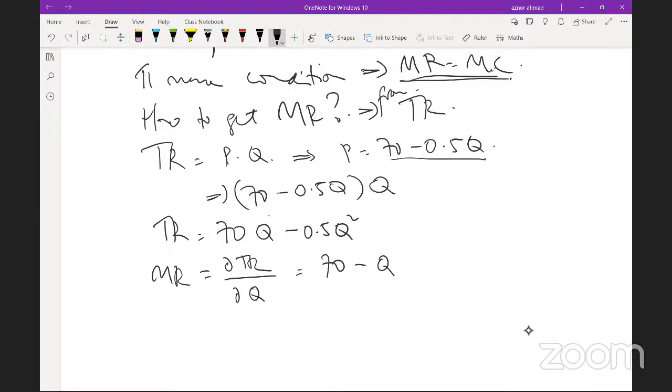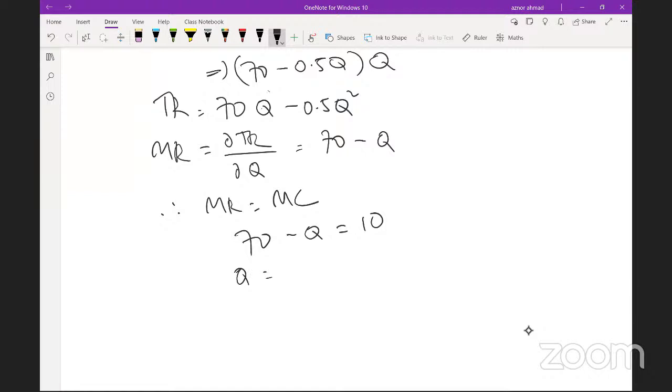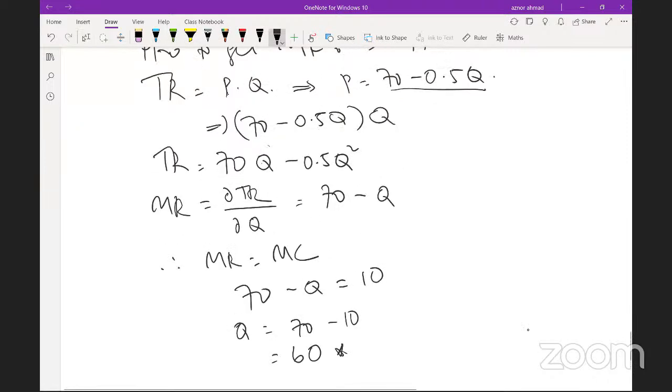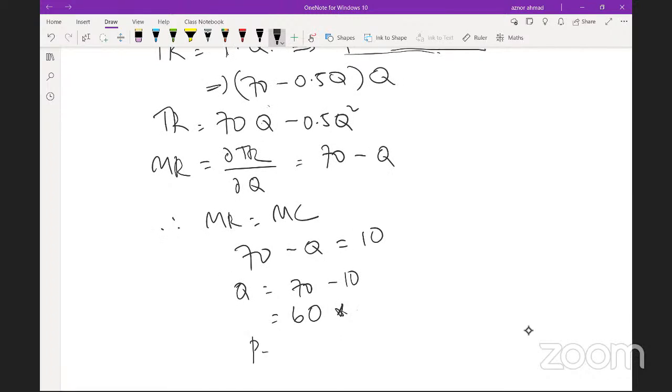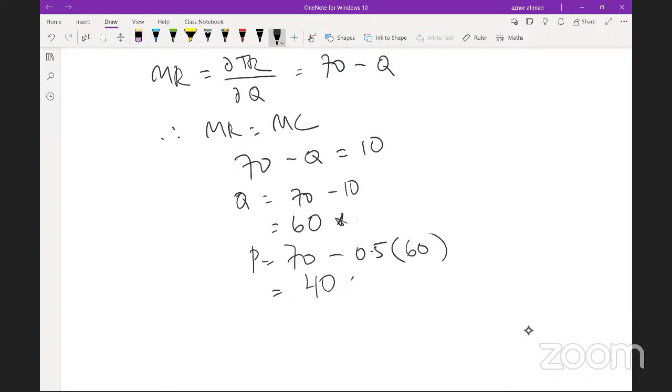70 minus Q. So if your marginal revenue is 70 minus Q, then for the condition where marginal revenue equals marginal cost, just equate them: 70 minus Q equals 10, right? So you can get the Q. Q will be 70 minus 10, equal to 60, right? Q equals 60. When Q equals 60, what is the price? Just plug it back into the equation. The price will be 70 minus 0.5 times 60, so you will get 30 taken off, and the price will be 40. The price will be 40. Am I correct? Yeah.